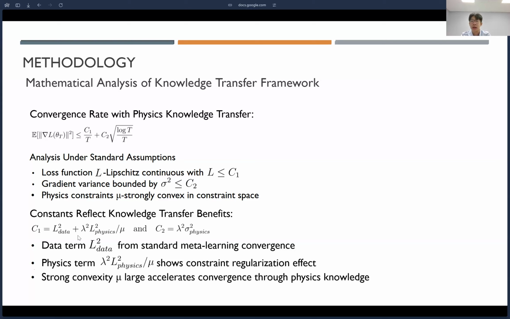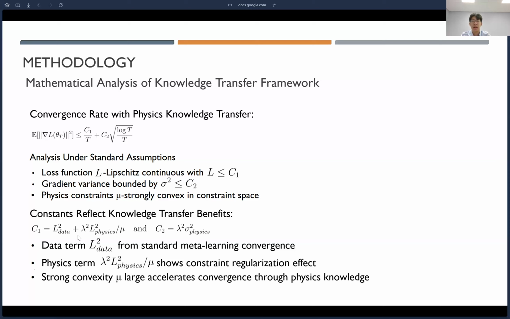So C1 equals L data squared plus lambda squared L physics squared over mu, and C2 equals lambda squared sigma physics squared. The data term L data squared comes from the standard meta-learning convergence, and the physics term lambda squared L physics squared over mu shows the constraint regularization effect, and a large strong convexity mu accelerates convergence through the different physics knowledge.